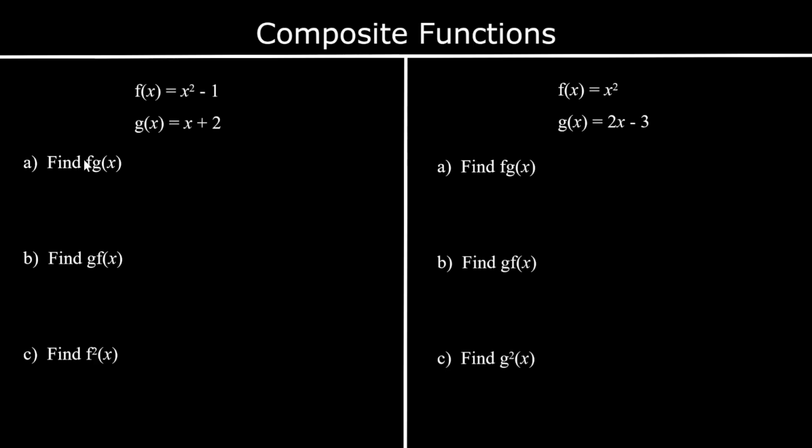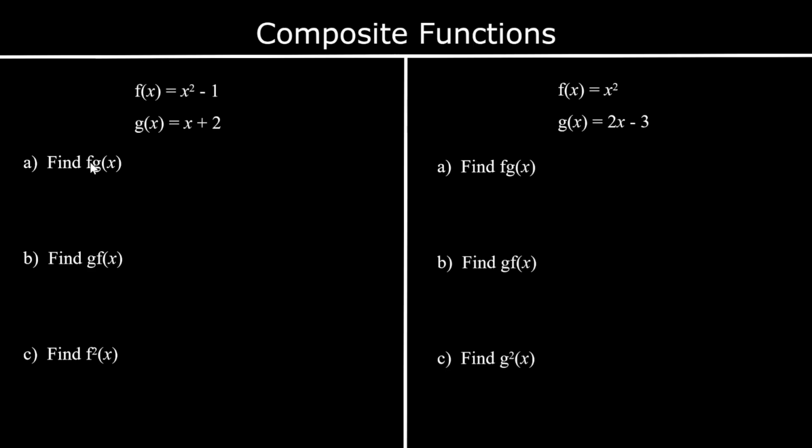So if we were going to put a number in, if we were going to put 2 in, we'll put 2 into our g function first. So g of 2, which would be 2 plus 2, 4. And then we'll put the 4 into the f function. So 4 squared, 16, take away 1, 15. So fg of 2 would be 15. We're going to do g first and then f.